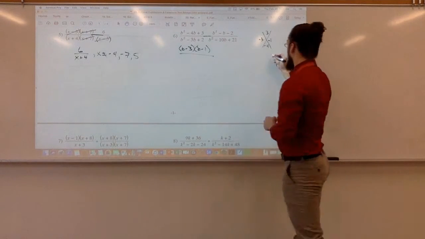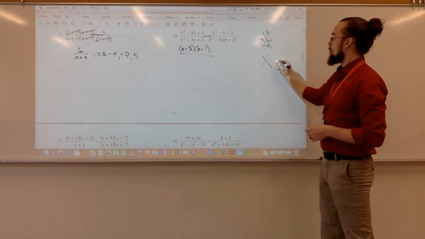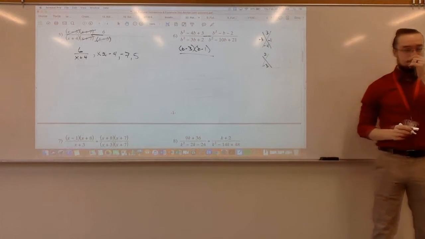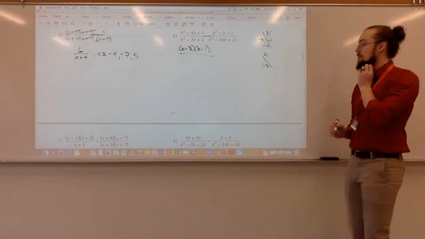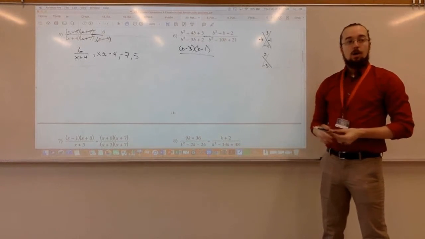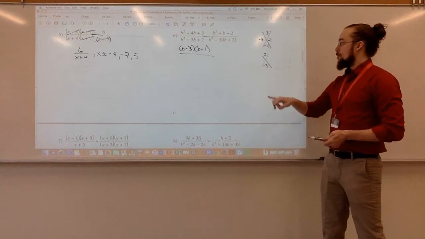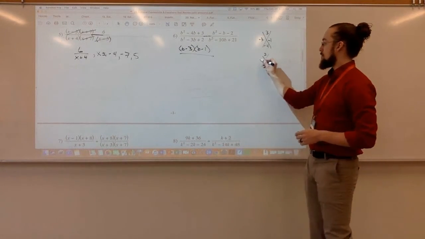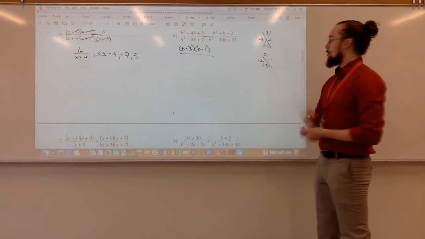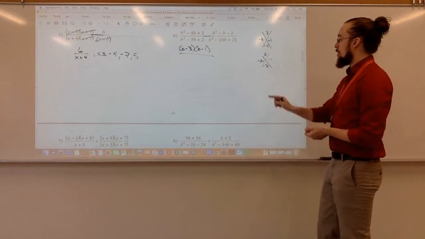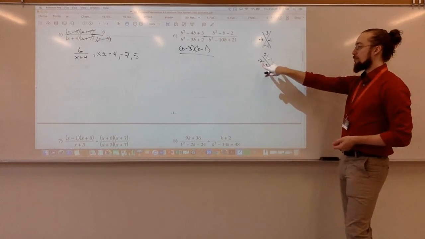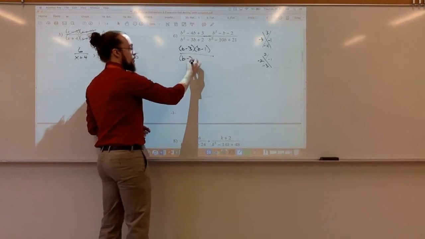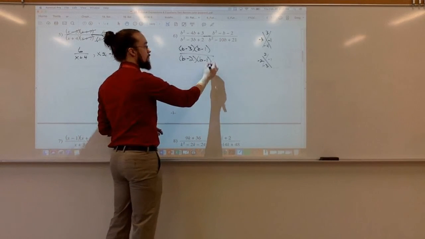Then let's do the denominator here. I want two numbers that multiply to positive 2 and add to negative 3. What numbers would multiply to positive 2 and add to negative 3? 2 and 1. They'll both be negative. Negative 2 plus negative 1 is negative 3. Negative 2 times negative 1 is positive 2. So this will be b minus 2 and b minus 1.